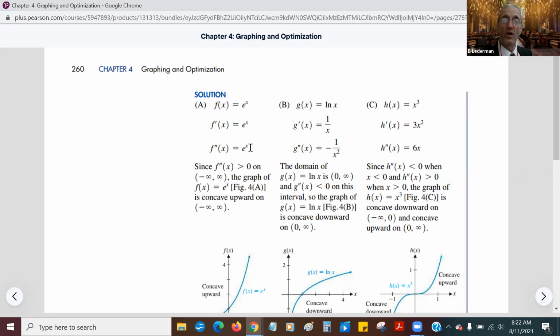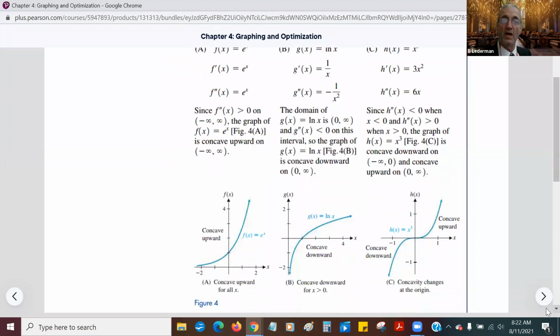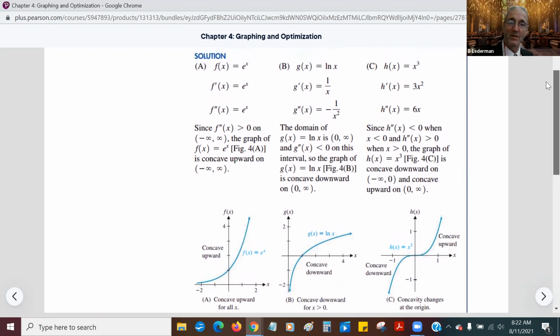E to the x, as I said, is always positive, which means the function, the graph, is going to be always concave up for the entire graph. So e to the x, I'm looking down here at f double prime. E to the x is always positive, which means the graph is always, and that's true if you look at the graph, it's always concave up the entire thing.